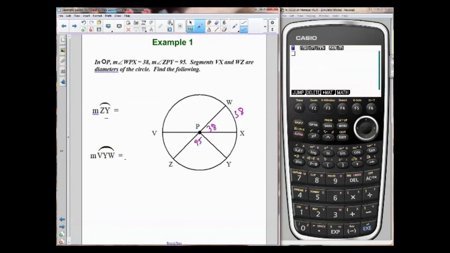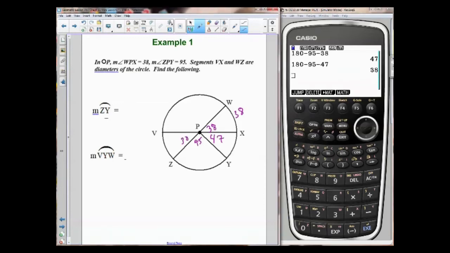Well, WX is pretty easy. Now, given that this is a diameter, this whole thing is 180. So we can find this angle right here by simply doing 180 minus 95 minus 38. And this is just 47. And this whole thing also is a diameter, so we could do the exact same thing, 180. 47. And this angle right here is 38.